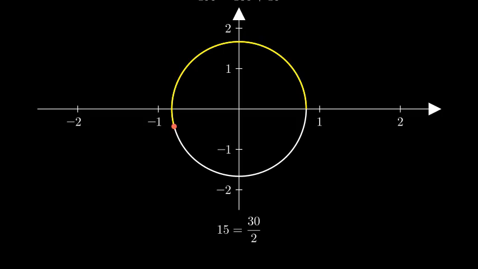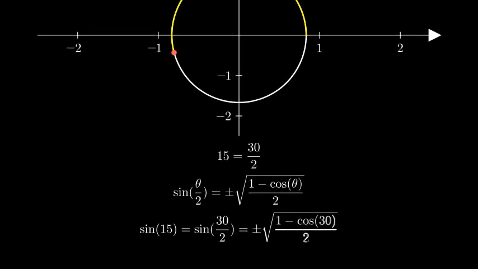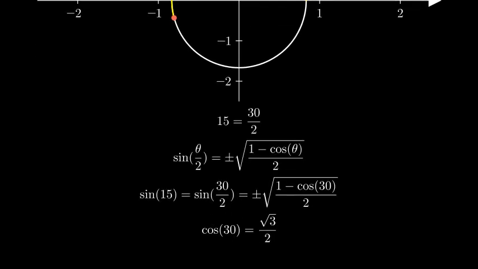sine of 195 degrees. The half-angle identity for sine states that sine of theta over 2 equals plus or minus the square root of quantity 1 minus cosine of theta, all over 2. Let's write this out for 30 degrees. We know that cosine of 30 degrees equals root 3 over 2.